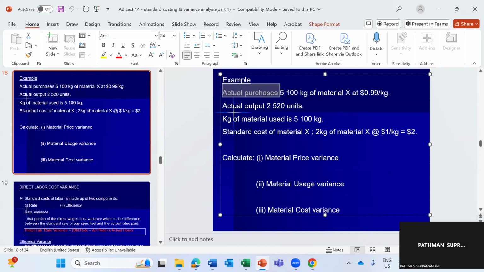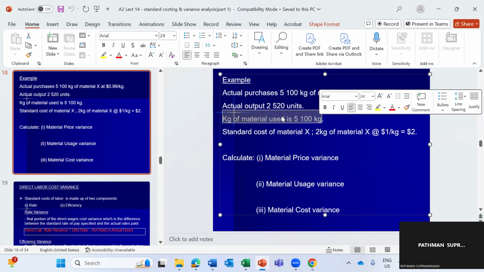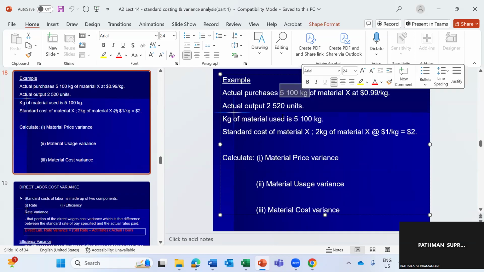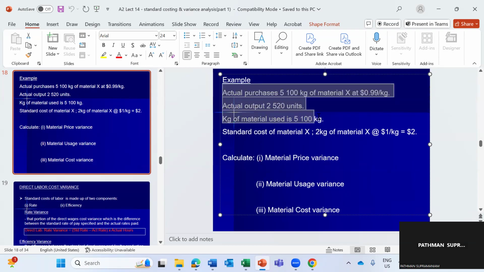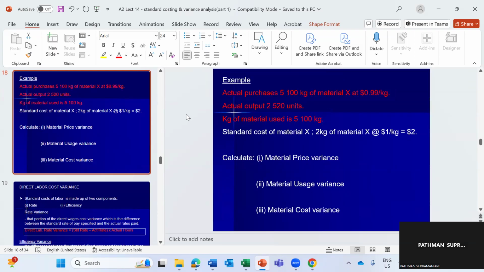Okay, so actual purchase of material, 5,100 kilograms at 99 cents. So this is what actually happened. We actually purchased 5,100 kilograms of material X at 99 cents per kg. Okay, actual output is 2,500 units. So this is the finished goods. Okay, kilogram of material used is 5,100. So which means we used up all the quantity that we purchased. We purchased 5,100 kg and we used 5,100 kg, right? Now, so this is what actually happened. What I'm coloring in red is what actually happened.